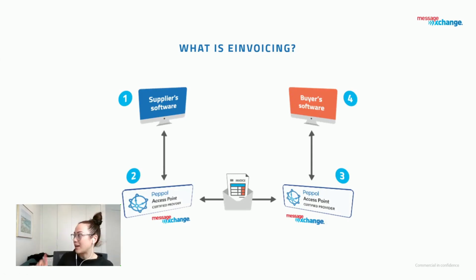So if we look at the diagram here, in corner 1 and corner 4, we've got your accounting package and that of your customer or supplier. If we think about it like a phone network, corners 1 and 4 are a mobile phone, let's say an iPhone or an Android. Corners 2 and 3 are your service provider. They get the text message that you might enter into your phone to your friend's phone over there. So message exchange is an access point.